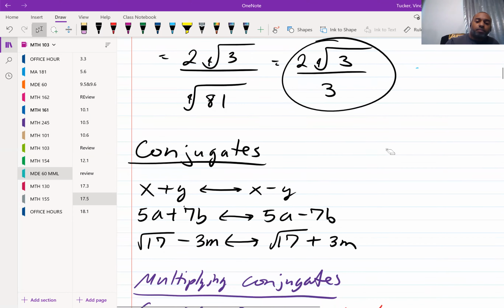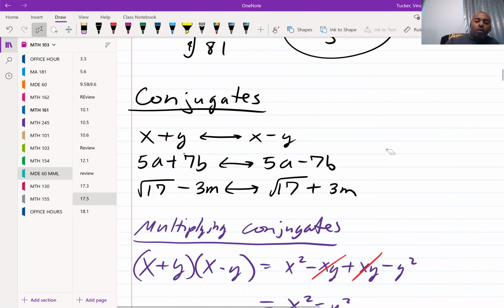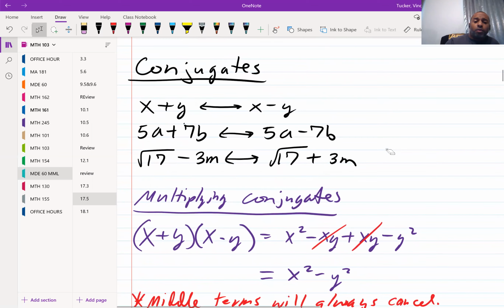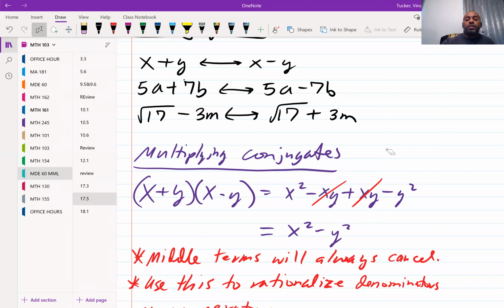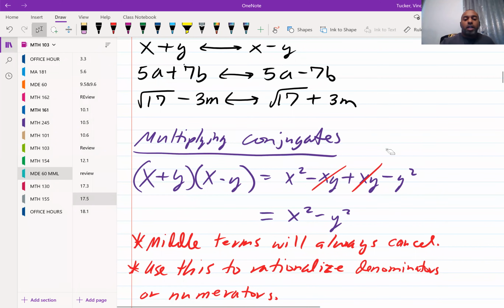All right. Whenever you multiply conjugates, this is why this is important. Your middle terms are going to cancel. And we can use this thought process to rationalize denominators or numerators. You'll see how in a second.